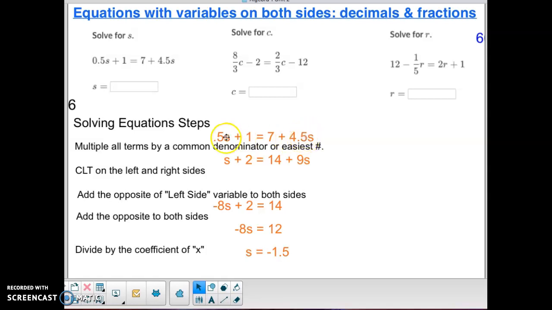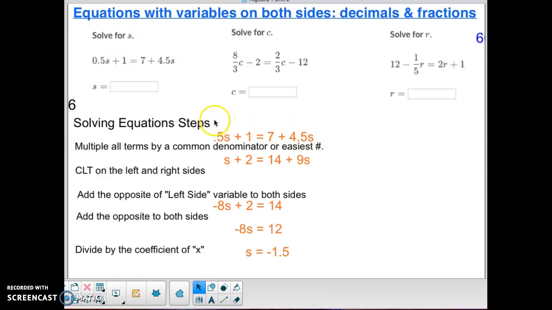So for anything that's a 0.5, I'm going to multiply by 2. If it was a 0.2, 0.8, 0.6, 0.4, an even number, I might multiply by 5. If I see 0.1, 0.7, 0.3, then I'm going to multiply by 10. Just whatever I can, the easiest number to multiply to get rid of my decimals.